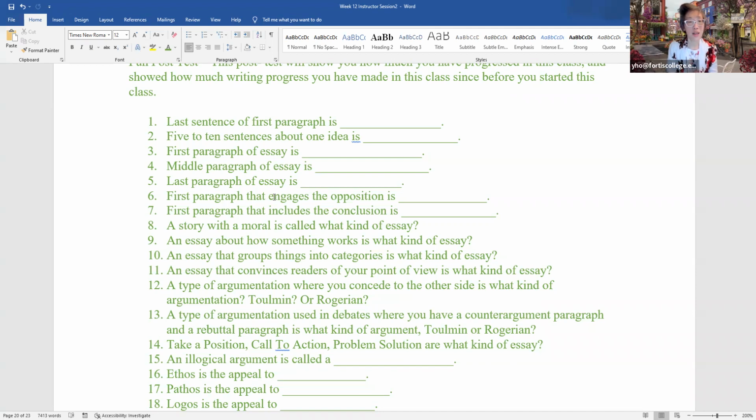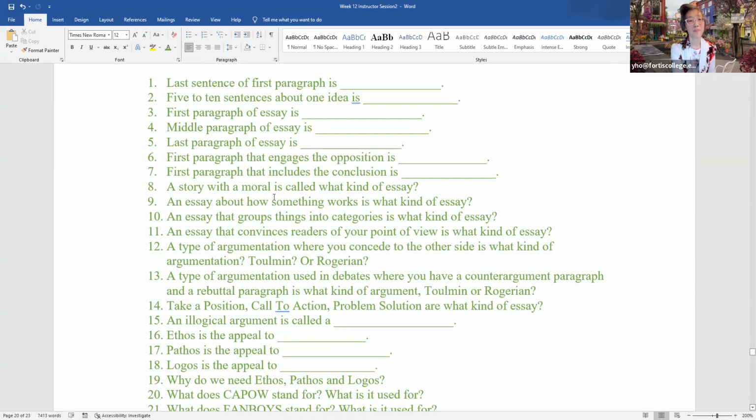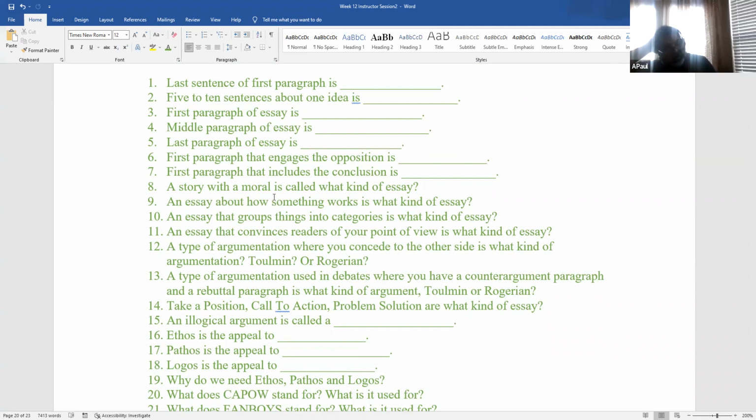That's very literary. And a story with a moral is called what kind of essay? We did that. I don't remember. Hang on. Story with a moral. Narrative. A narrative, yes. Nice. I couldn't think of the word.